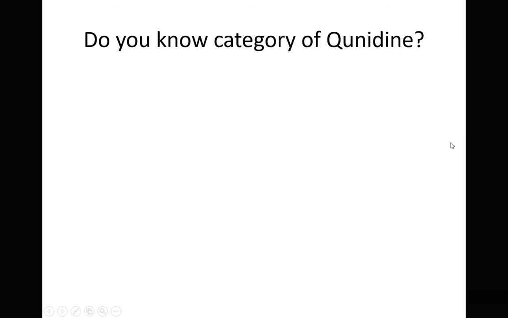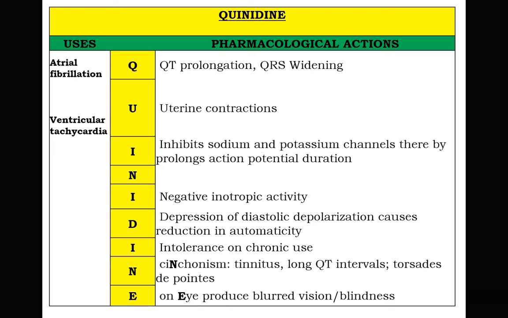Do you know the category of quinidine? Yes, quinidine belongs to the antiarrhythmic class 1A drugs. Some pharmacological actions can be derived from the name quinidine itself. Let us start with the letter Q. From the letter Q, it prolongs the QT interval. We can also get information related to the widening of the QRS on the ECG.